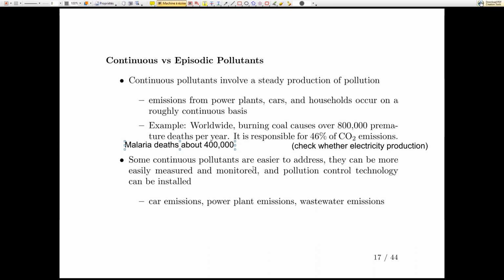Yeah, so some continuous pollutants are easy to address. They can be more easily measured or monitored. Pollution control technology can be installed. So car emission, power plant emission, wastewater emission. What's hard with episodic pollutants is that you hope for the best, but then you have a catastrophe somewhere, and you cannot really monitor it from day to day because there's nothing, and then there's a catastrophe. So you have to assess risk, but that's just very difficult to do.